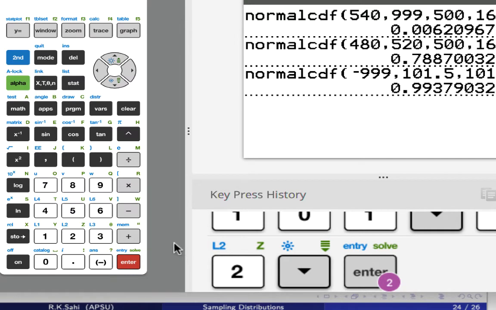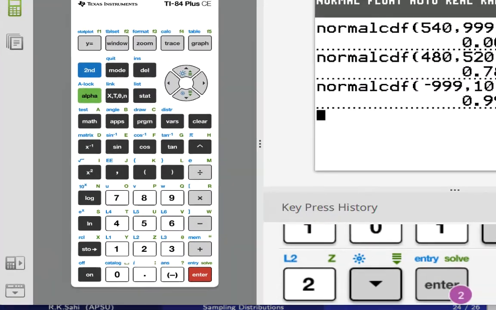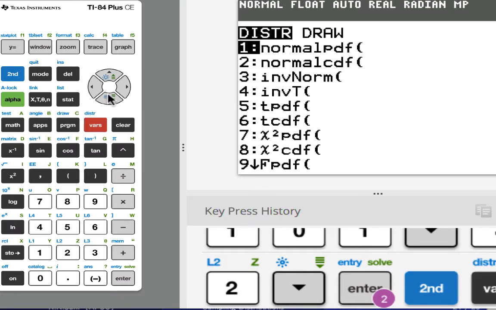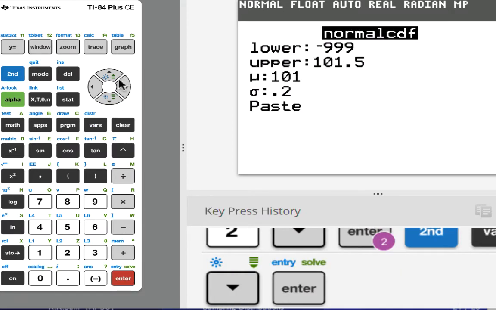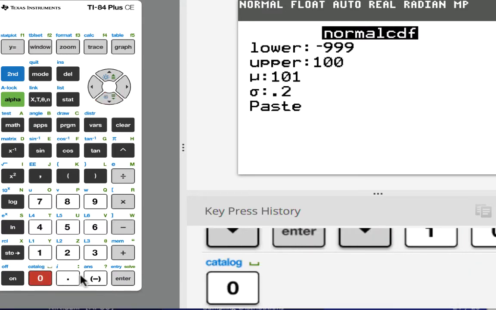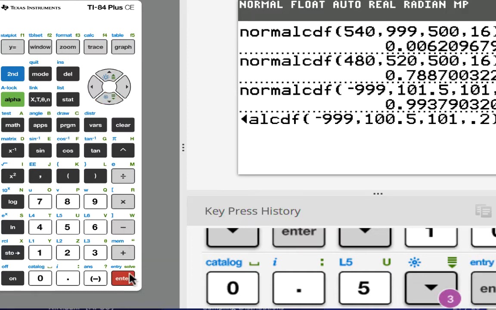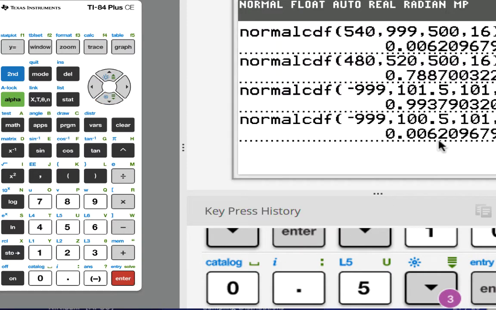Oops, I have made a mistake, guys. The value is 100.5, not 101.5. Sorry, guys, it's 100.5. So let's go ahead and do it again. This time I just have to make a change in one of the values. This was the mistake I made. It is 100.5, not 101.5, sorry, and it is less than. So paste, enter. It's 0.0062.